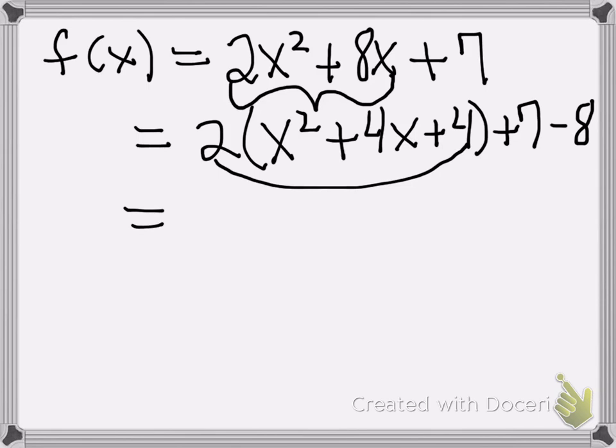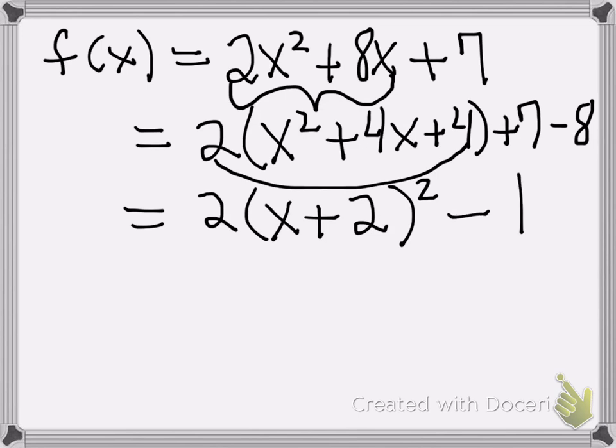Now, since we completed the square, we're going to write this as a perfect square trinomial, because as I've told you before, when you complete the square, that's exactly what you do, okay? So that's 2 times x plus 2 squared, and then you combine 7 minus 8, and that's minus 1. And now you have it in standard form. Y equals a times x plus h squared minus k.